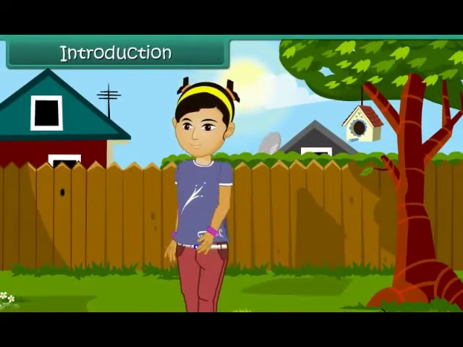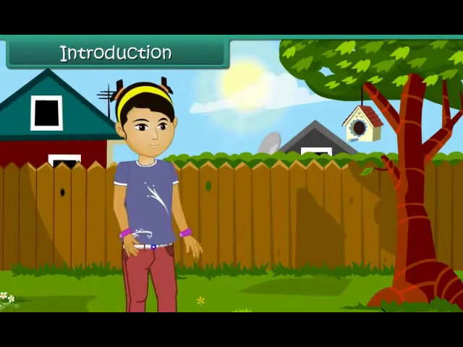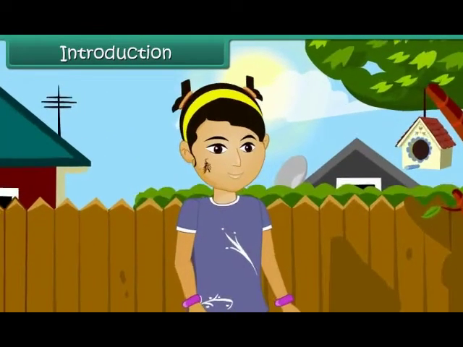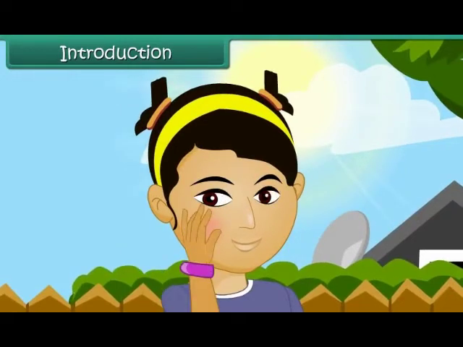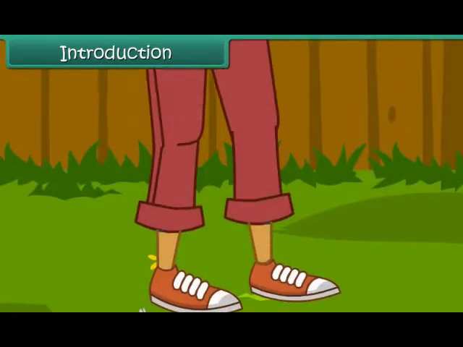It is a pleasant autumn evening. Rashmi is taking a stroll in her garden. Suddenly she feels a stinging sensation on her right cheek. Her first reaction is to slap her cheek hard. On removing her hand, she finds a honeybee fall dead to the ground.